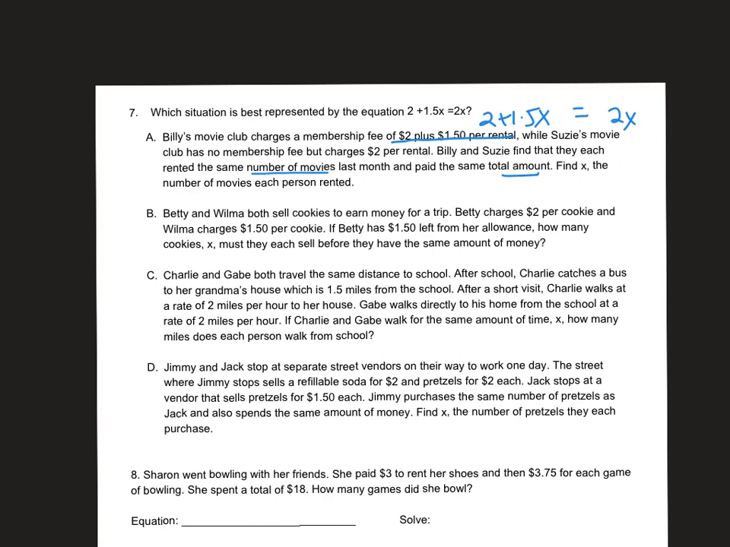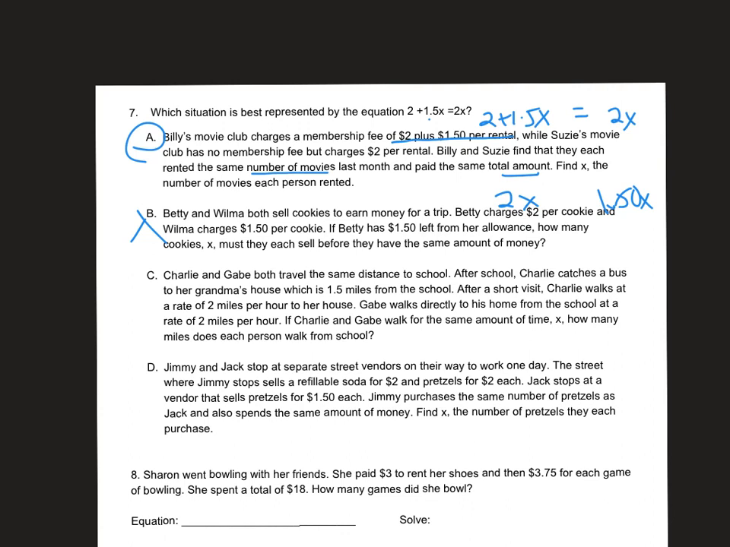So I got Billy, and I'm checking this expression. Wow, well, I think I got lucky with the first one. Now you could go through and check each and every single one. Betty and Wilma here are selling cookies. Betty's charging $2 per cookie, and Wilma is charging $1.50 per cookie. So it says if Betty has $1.50 left from her allowance, how many cookies must they sell before they have the same amount of money? So Betty's going to actually have $1.50 left from her allowance. So this one would not work. And you can go on.